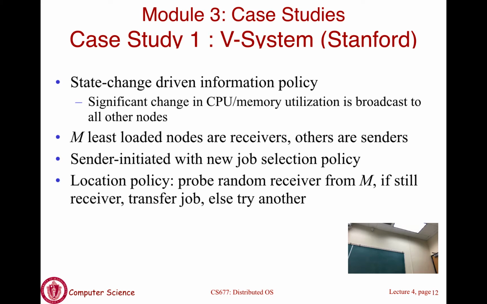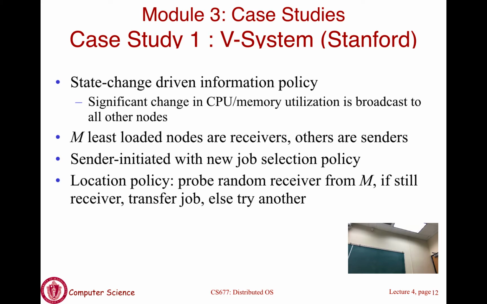First one is called the V system. It's an operating system that was designed at Stanford several decades ago. It actually implemented a distributed scheduler. You had a cluster of workstations. The workstations had their local CPU scheduler, but they also ran a distributed scheduler. If the machine got heavily or lightly loaded, you could offload work or take work on. Here the information policy was what is called state change based. If there was a significant change in load, you would broadcast your load to all the other nodes.